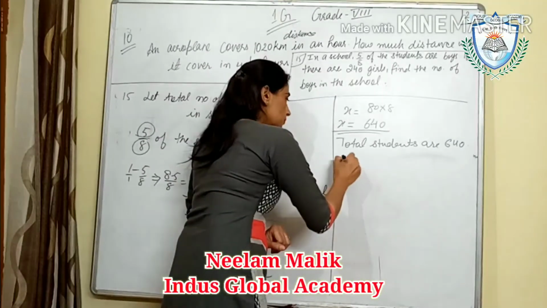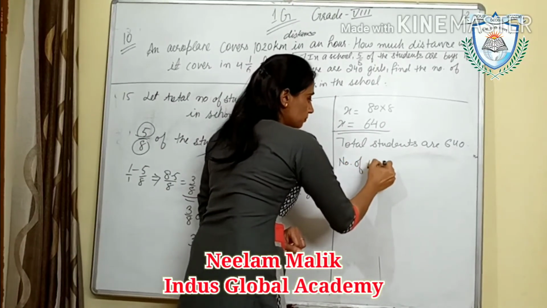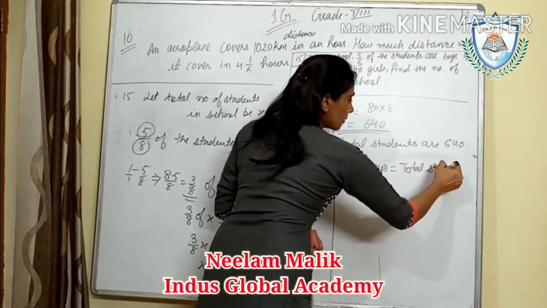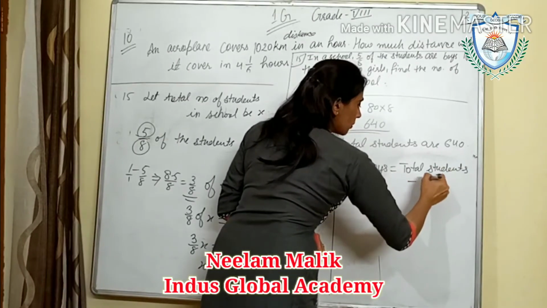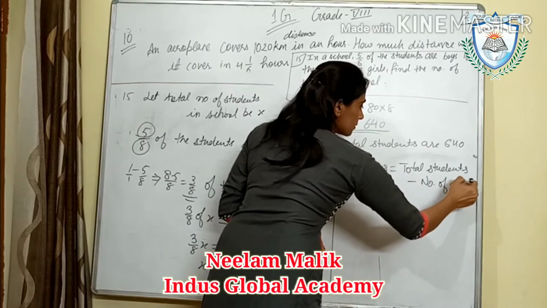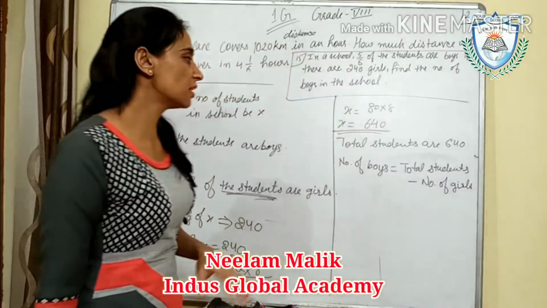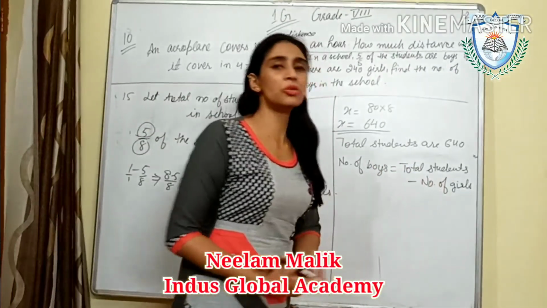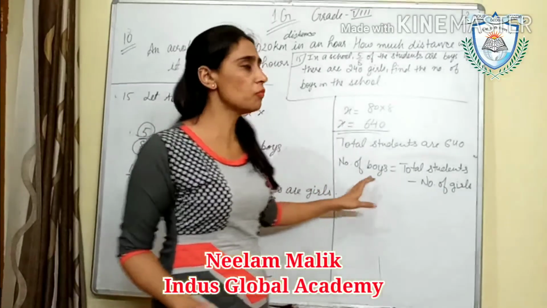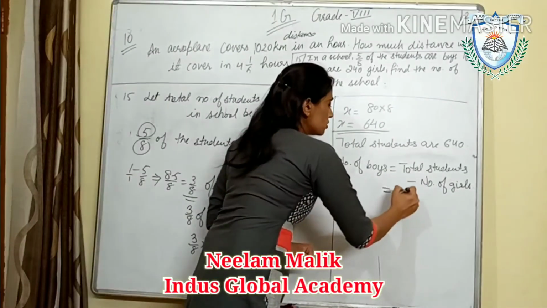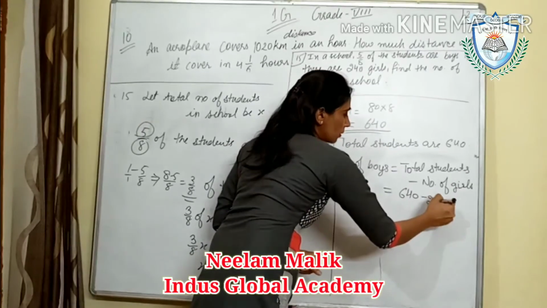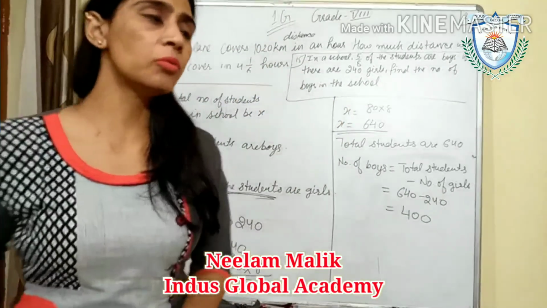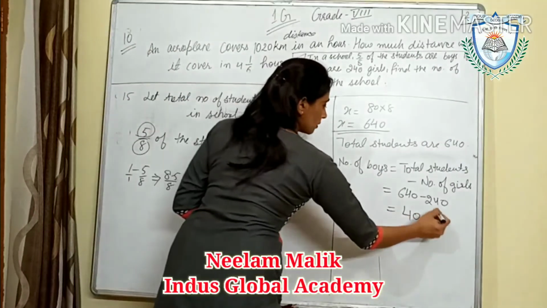So here the number of boys is equal to total students minus number of girls. Yes, because in the school boys and girls are there in a class, so if you subtract the number of girls from the total number of students, then we will get the number of boys. So what is the total students? 640 minus 240, what will we get here? 400. So the number of boys is 400. This is our answer.